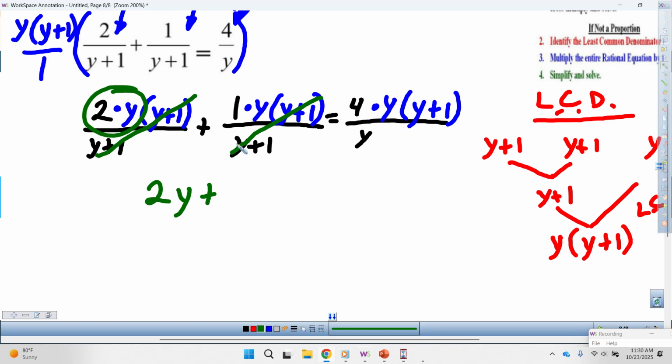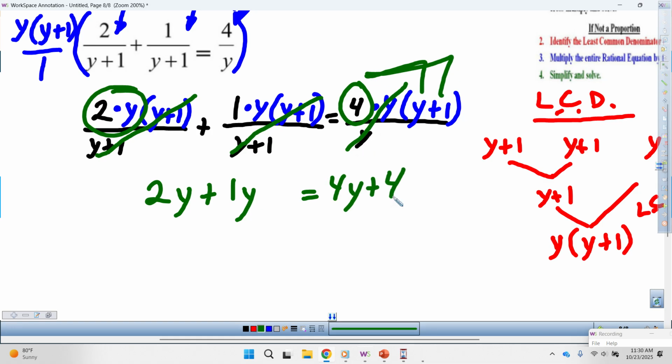Y plus 1. That leaves us with 1y equals. The giant 1 for the last one is what? Y. We have this 4. Distribute here and here, and that leaves us with 4y plus 4. All right? Let's simplify one of the sides. What is 2y plus 1y? That is 3y equals 4y plus 4.